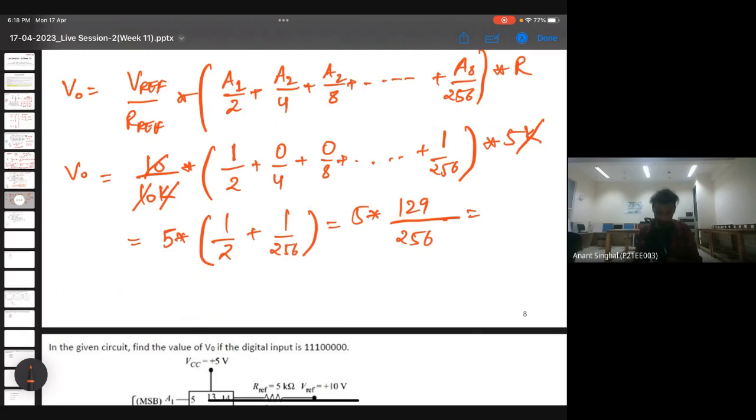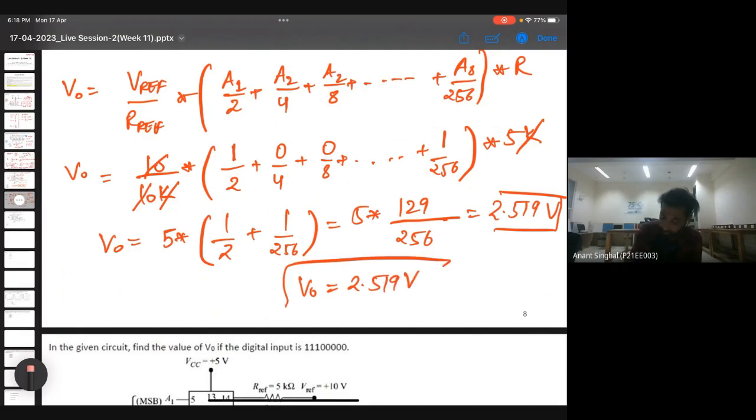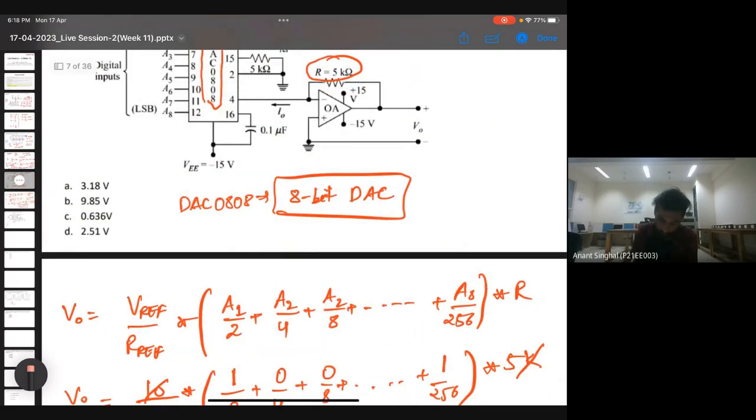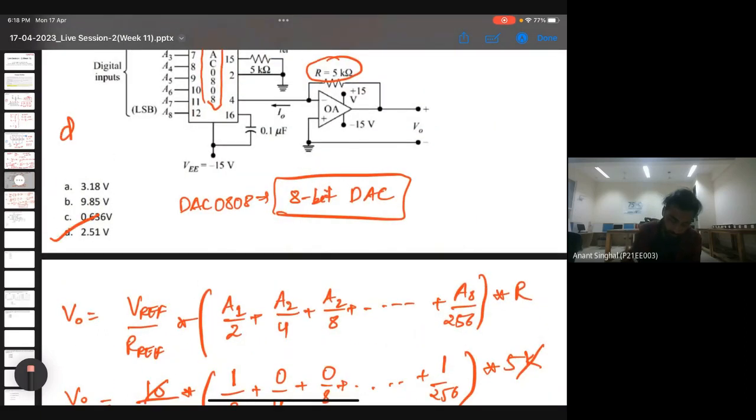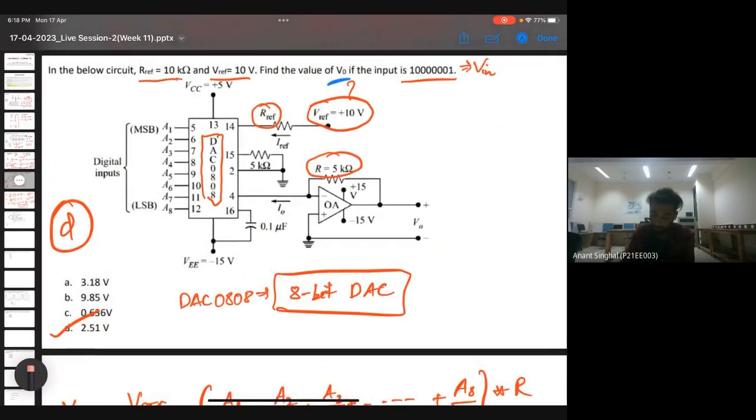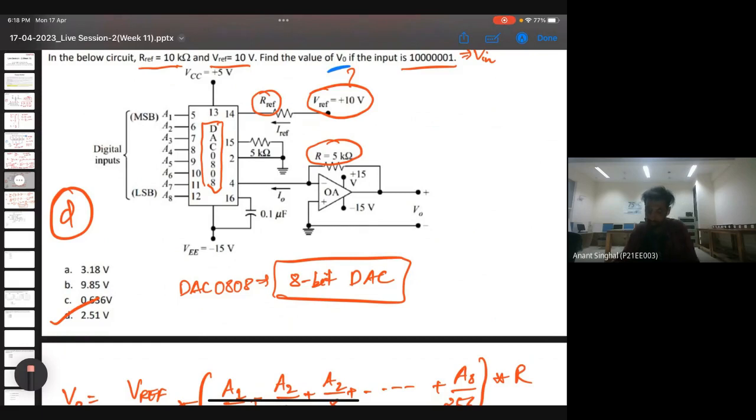So it is 5 into 129, and it is coming as 2.519 volts. So the output voltage associated with the given circuit is 2.519 volts. So the correct answer to this question will be option number D. So you can look through the problem. We'll start the next problem in 2 minutes.